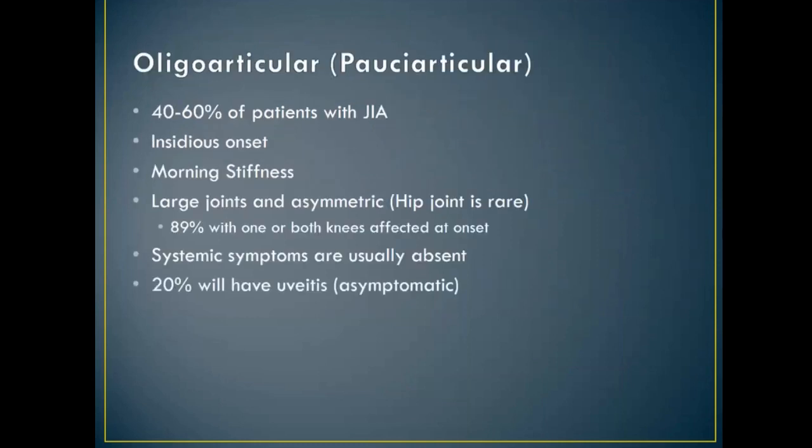So talking about oligo-JIA, it used to be called Pauciarticular. So this is when you have only a few joints affected. This is about half the patients with juvenile arthritis. There's morning stiffness. It's mostly the large joints. So close to 90% of these patients will come in with just one knee or both knees affected. An isolated hip joint is very rare.